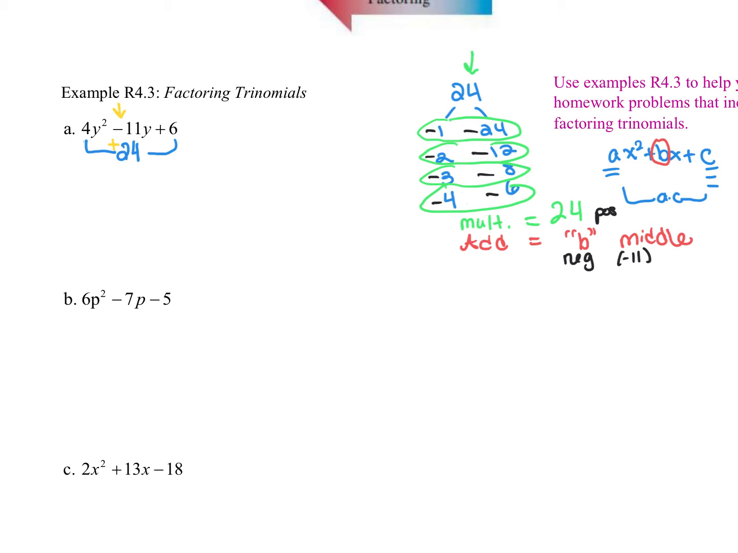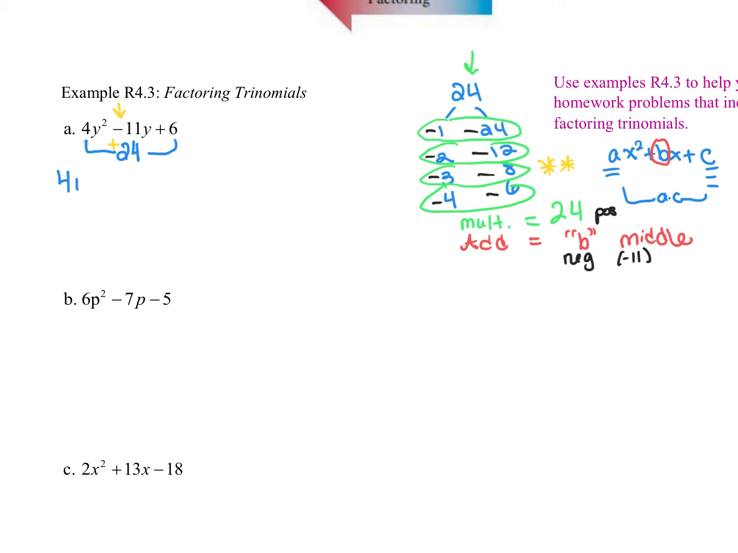I'm going to go through and figure out which pair adds up, because they all multiply to make positive 24, but which pair adds up to make my negative 11, and it's this third pair down that is my winner chicken dinner. So I'm not changing anything. I'm literally rewriting the trinomial into a polynomial with 4 terms.